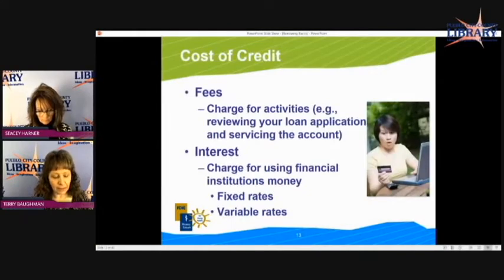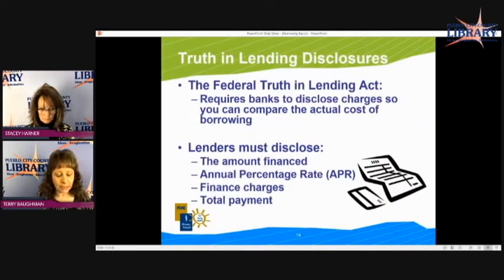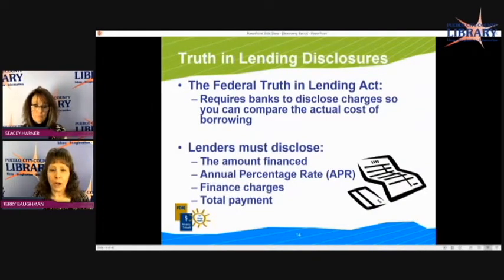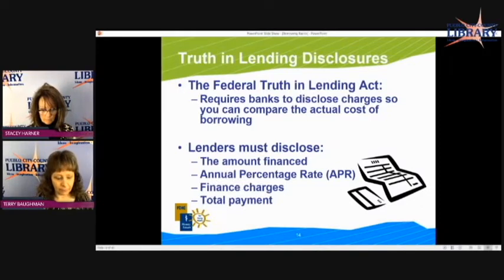So let's look at the cost of credit. Fees are charges for activities like reviewing your loan application and servicing the account. Interest is a charge for using financial institutions' money. There are fixed rates or variable rates. Your Truth in Lending disclosures: the Federal Truth in Lending Act requires banks to disclose charges so you can compare the actual cost of borrowing. Lenders must disclose the amount financed, your annual percentage rate, finance charges, and total payment.